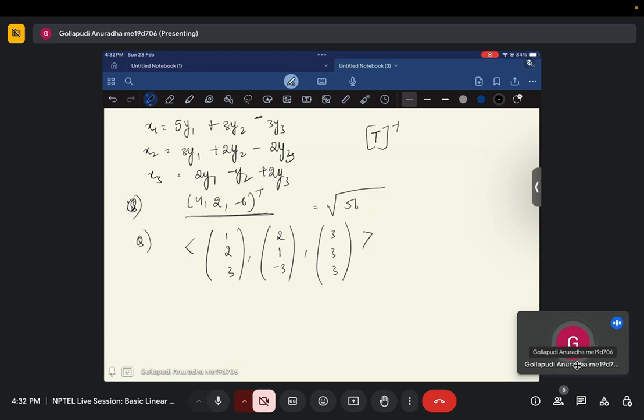So if you have to orthogonalize this, how will you do it? Gram-Schmidt's orthogonalization process. Yes, using this, find the orthogonal vectors.